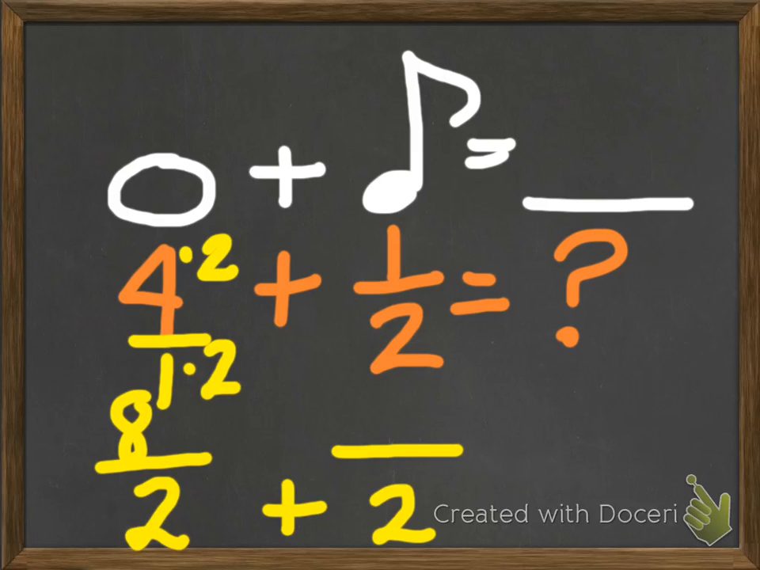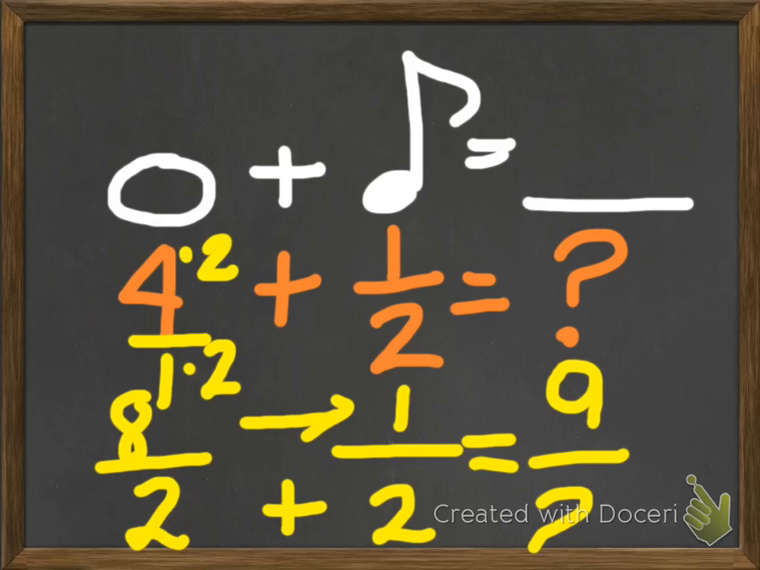My second fraction already has the common denominator, so I just copy that fraction. Now I can do my adding. So I add the top numbers only. So 8 plus 1 equals 9. And then you bring over your denominator. When you simplify it, 4 and 1/2.